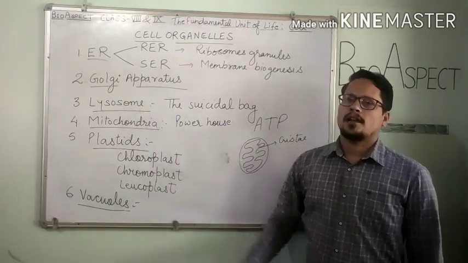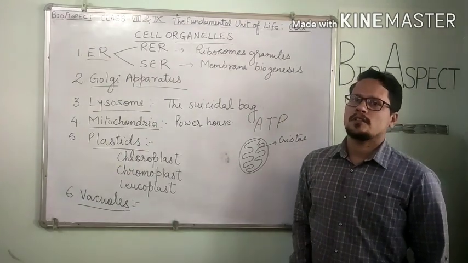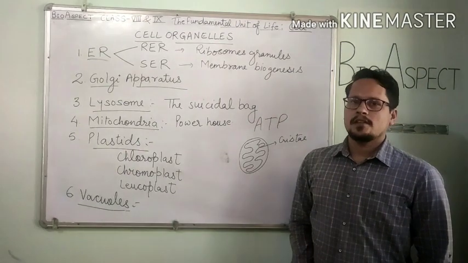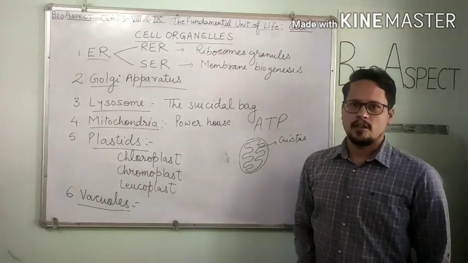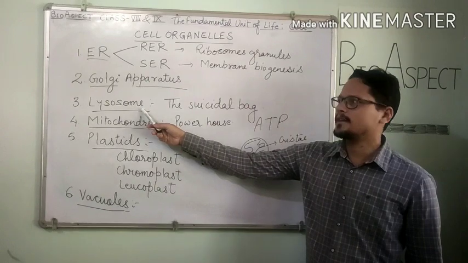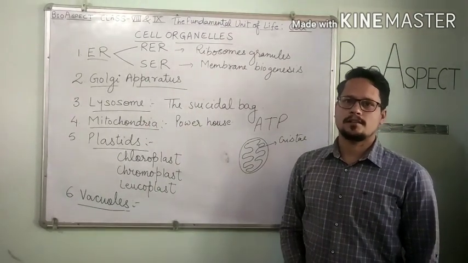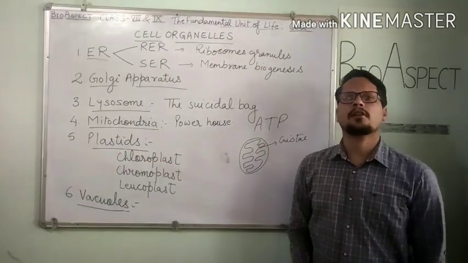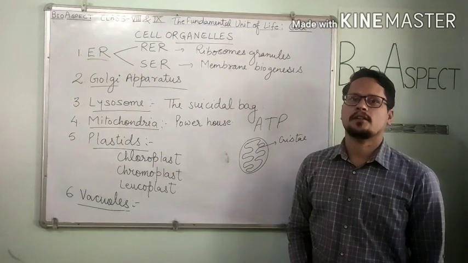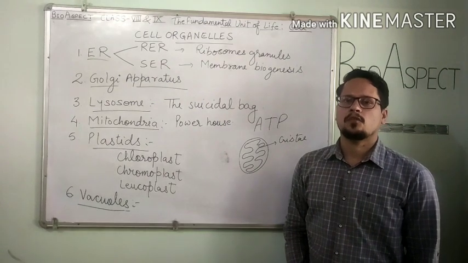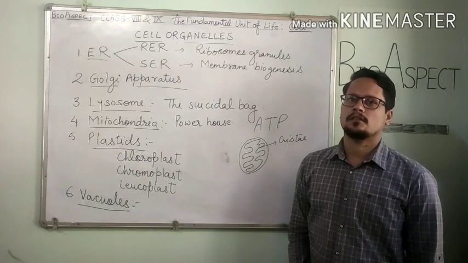Number third is lysosome. Lysosome contains the digestive enzymes which are useful for waste disposal, and in circumstances when the cell gets damaged, it acts as a suicidal bag because it digests the whole cell. Number fourth is mitochondria, which is the site for cellular respiration, and in this process it releases energy. It provides energy to the different cell organelles so that they can function well.